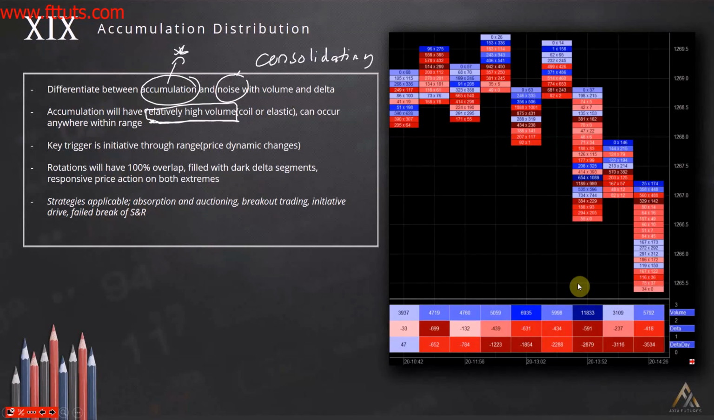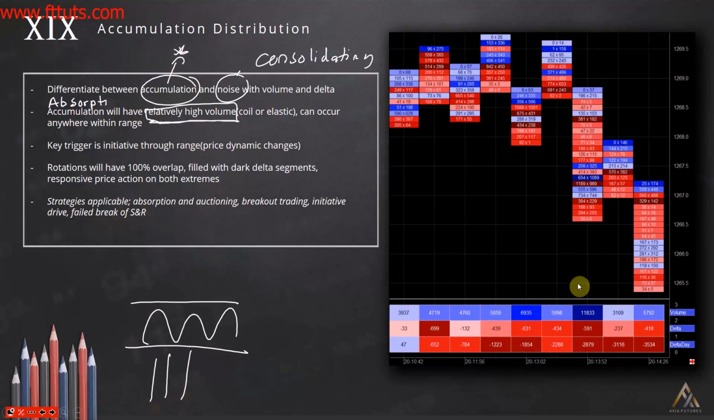A market can be moving sideways in a range, but if it's being done on high volume, that suggests there's actually quite a bit of accumulation or absorption taking place. I want to write that down so you get the difference of the words. Absorption means accumulation, but it does not mean consolidation.